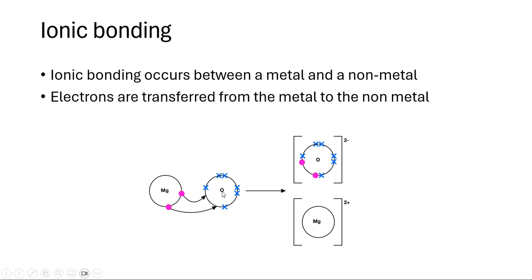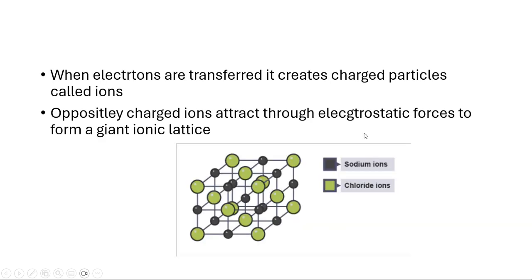The oxygen is going to gain two electrons. The oxygen is going to become 2 minus, whereas the magnesium is going to become 2 plus because it lost two electrons here. And these are perfect now. 2 minus and 2 plus will attract to each other, so that creates a bond between them. Do you understand? Very easy, yeah?